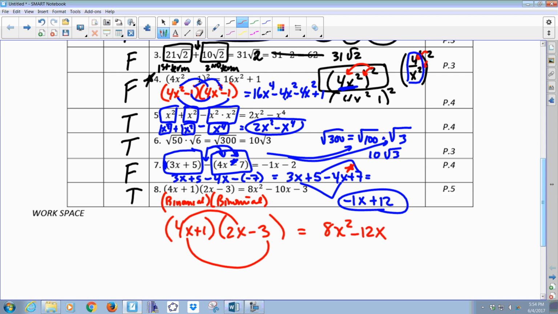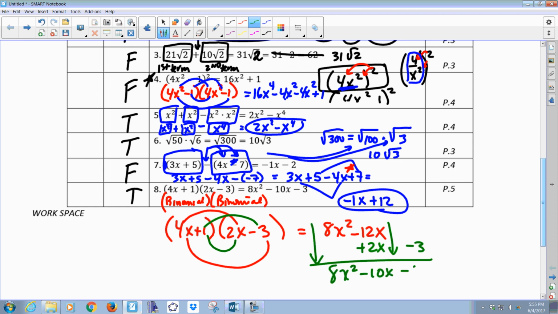So we've used our distributive property once, but we've got to use it again in order to distribute the 1 times the 2x, which is positive 2x. Notice I'm lining these two terms up since they are like terms, and then the 1 times the negative 3. So now I add 8x squared minus 10x minus 3. So that is a true statement.